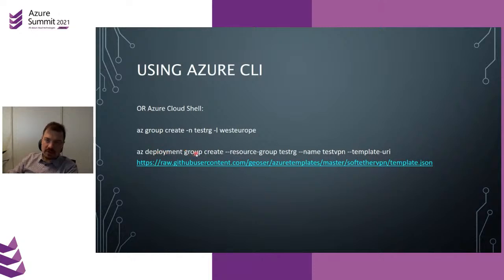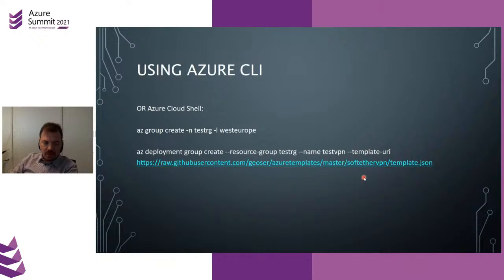Deployment group means that you create a deployment inside a particular resource group, because there is also a deployment not related to a resource group. But we would like to create a deployment inside the resource group, and then use create and provide the parameters. So this is the name of the resource group we just created, and this is the name of the deployment and the template you raised here.